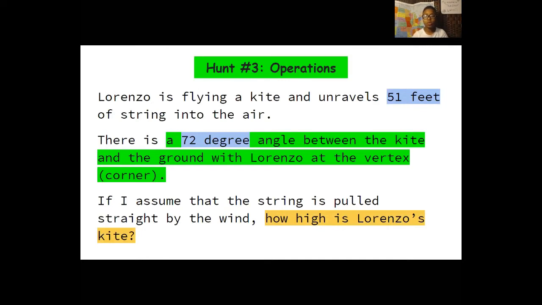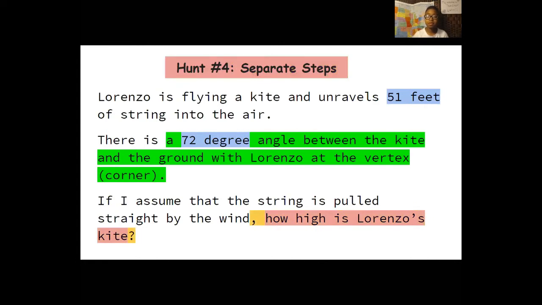Operations. So what is the operation we're going to be using? Well, the operation that we're going to be using is embedded into this highlighted sentence in green. It says a 72-degree angle between the kite and the ground, with Lorenzo at the vertex. So the information about the angle is what we're going to need to figure out what operation we need to use. So it's in that portion right there.